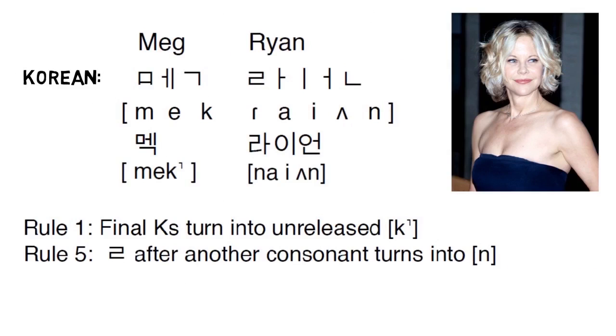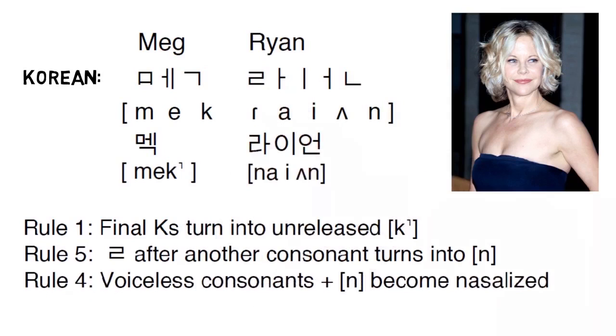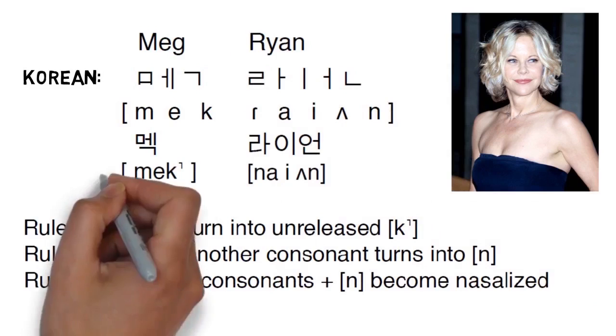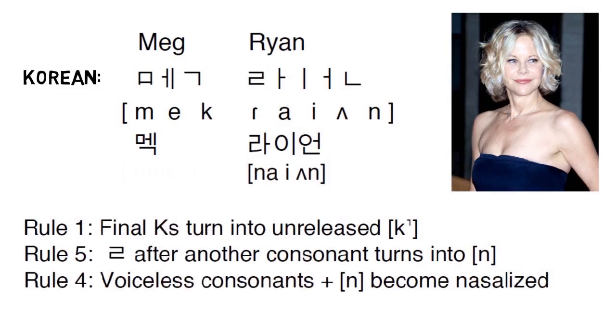Our next rule, Rule 4. We just stuck in a new N, and it's coming right before another voiceless consonant. And whenever that happens, we have to replace the voiceless consonant with the nasal consonant, pronounced in the same spot in your mouth. K-like consonants turn into back NG sounds. So our first syllable goes from meg to meng. And that is how and why Meg Ryan is pronounced Meng-nayan.